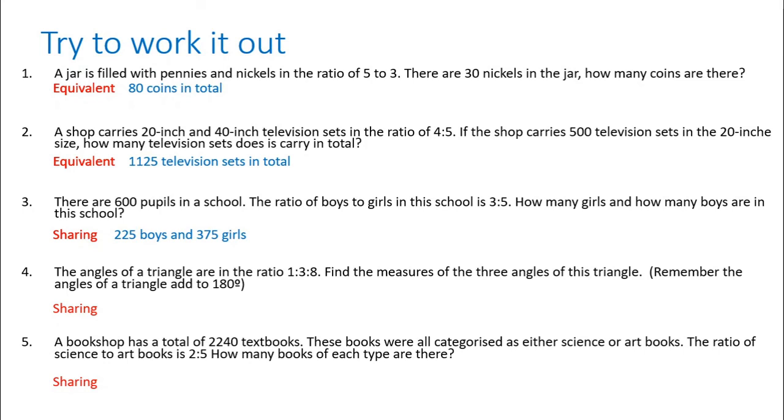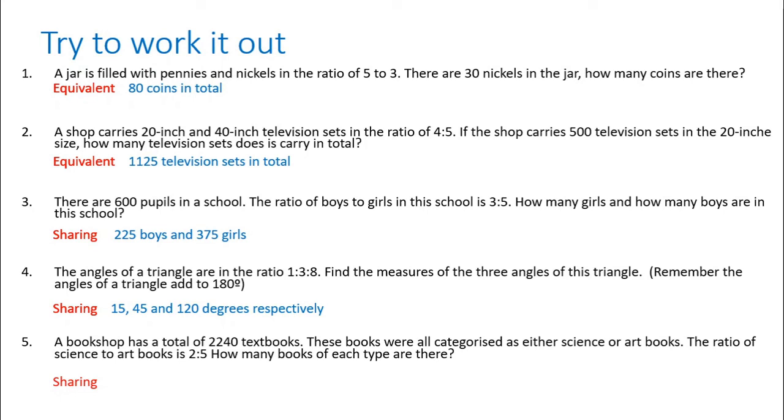Question 3. Sharing by ratios. Now remember that they asked both values, how many boys and how many girls. Question 4. Again, sharing. And the angles are 15, 45, and 120 degrees, respectively. Now, when you see respectively in a ratios question, what that means is I've given you the values in the same order as in the question. The 15 degrees goes with the 1 in the ratio, the 45 degrees goes with the 3, and the 120 degrees goes with the 8.